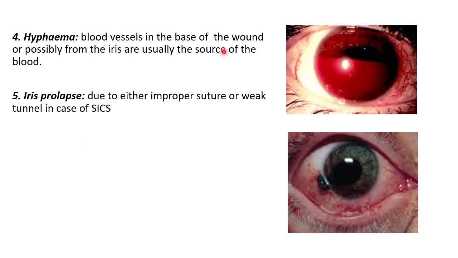Next, hyphema. Blood vessels in the base of the wound or possibly from the iris are usually the source of the blood. Okay, we discussed that. And this can happen intraoperatively or early postoperatively. Iris prolapse, again, both an intraoperative and early post-op complication. You see, there is a wound over here. Probably a premature side port has been made, maybe, and the iris has popped out of that wound.